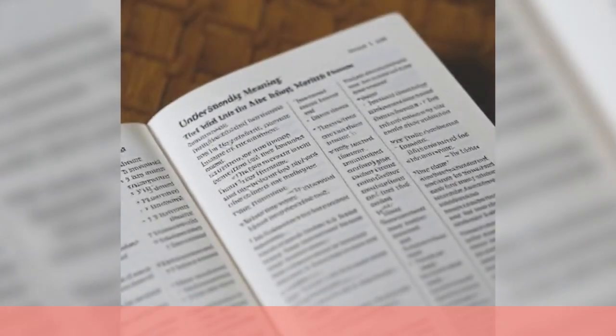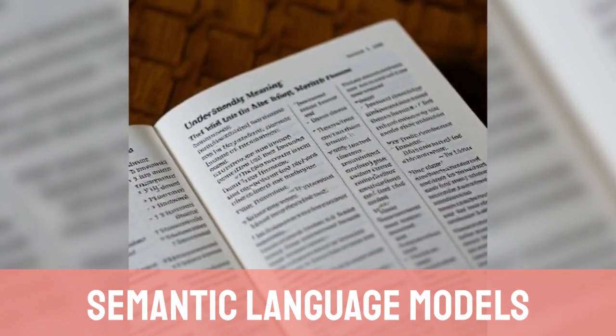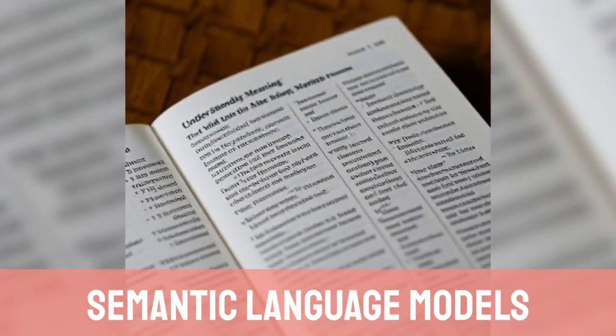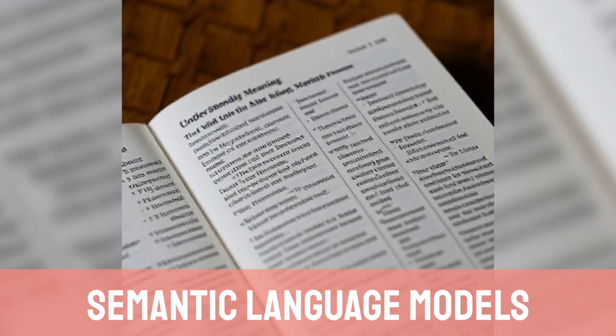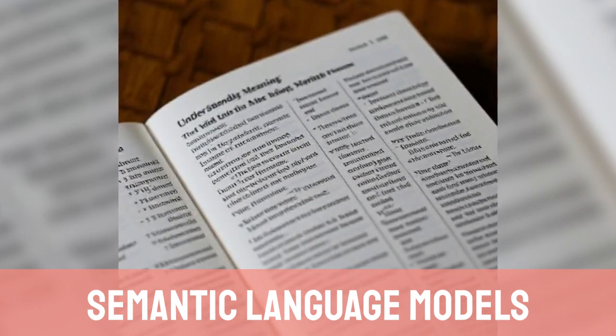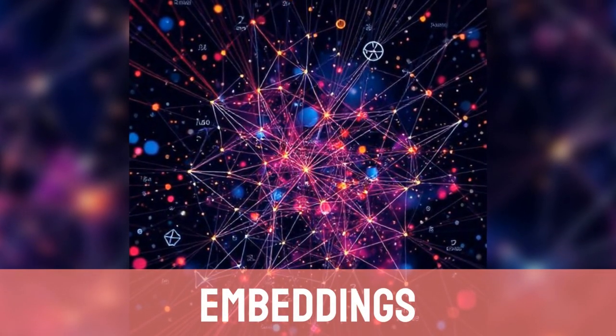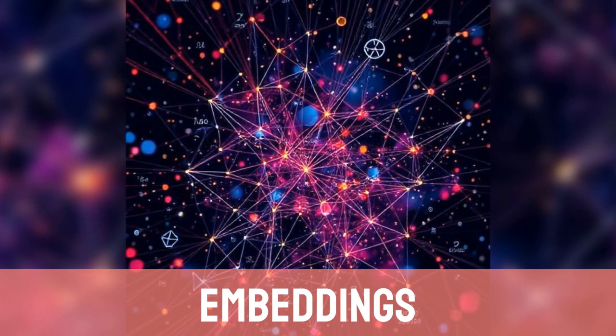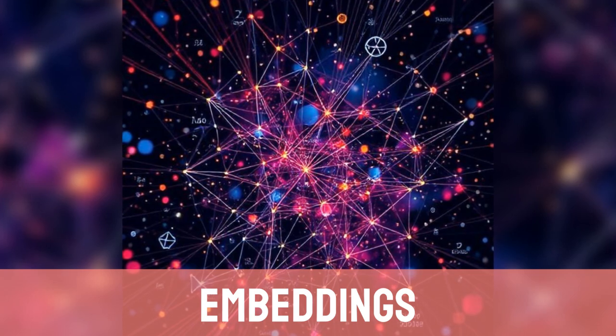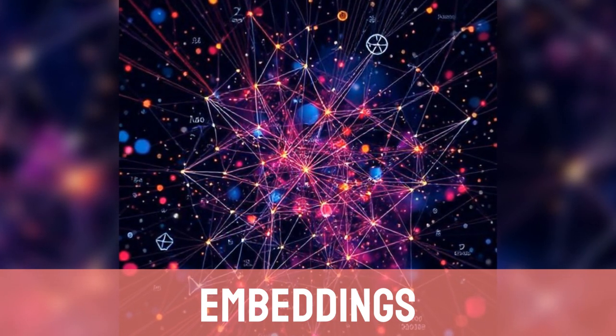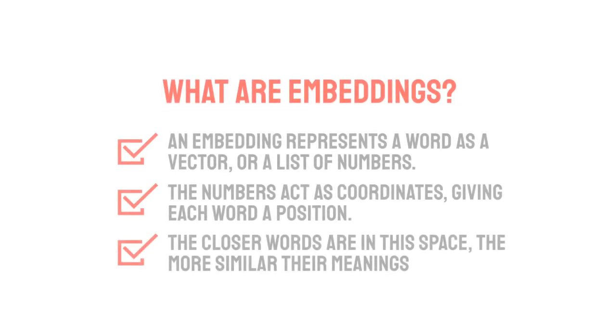Let's transition to semantic language models. These advanced models move beyond simple statistics to understand the true meaning and context of language. As natural language processing has evolved, the focus has shifted from simple word counting to a deeper understanding of meaning and context. This is all thanks to a concept called embeddings. What are embeddings? An embedding is a way of representing words or tokens as vectors, which are just lists of numbers. These numbers give a word a position in a multidimensional space. The key idea is that words with similar meanings are placed close to each other in this space.